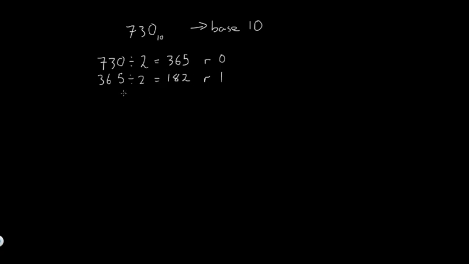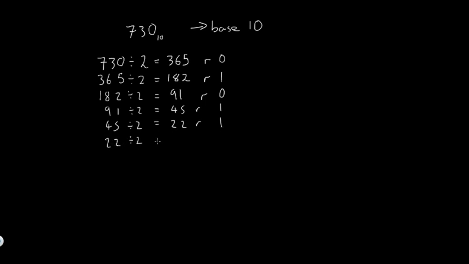We take our answer, 182, and divide that by 2 again. 182 divided by 2 is 91, and this 182 is an even number, so we've got a remainder 0. Take the answer again, 91, divide that by 2, and we get 45, remainder 1. We keep going, dividing the answer by 2 and finding the remainder. 45 divided by 2 is 22, remainder 1. 22 divided by 2 is 11, remainder 0. 11 divided by 2 is 5, remainder 1.